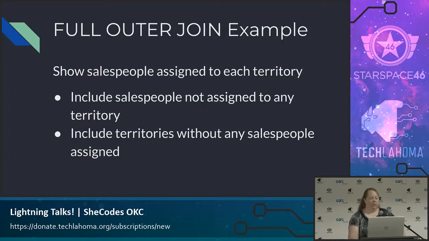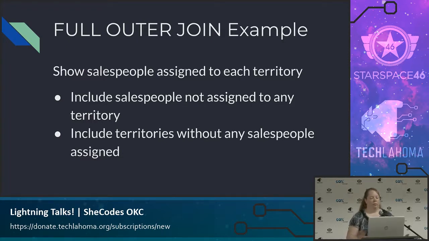So if I just wanted to see the list of salespeople assigned to territories, I would use an inner join. But maybe the customer says that on this report they would also like to see any salespeople who don't have a territory, and they want to see territories that don't have any salespeople. So if we just wanted to see salespeople in territories, that would be an inner join. If we wanted to include the salespeople that don't have territories, that would be a left join.